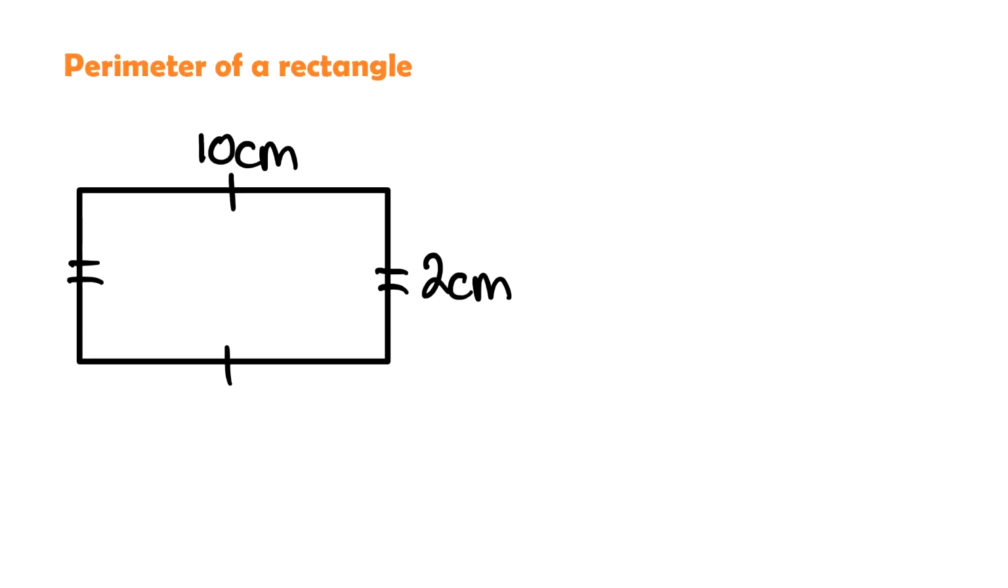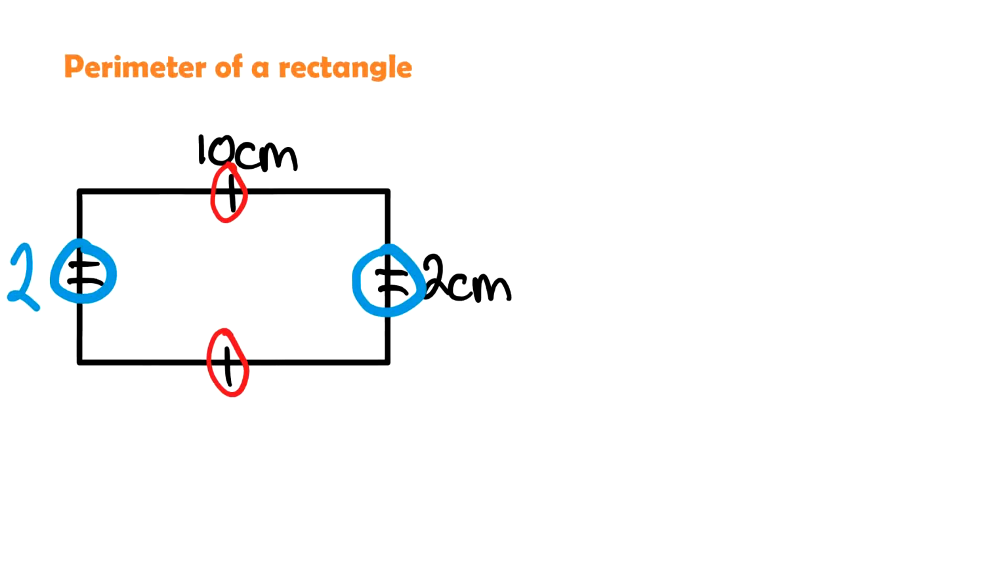Next one we're going to look at is the perimeter of a rectangle. Again, we have our sides that are the same. Here and here, because they have one line through it, we know they're the same. Whereas on the sides, because these have 2 lines through it, we know those 2 are going to be the same. So over here we're going to have 2, and down here we're going to have 10.